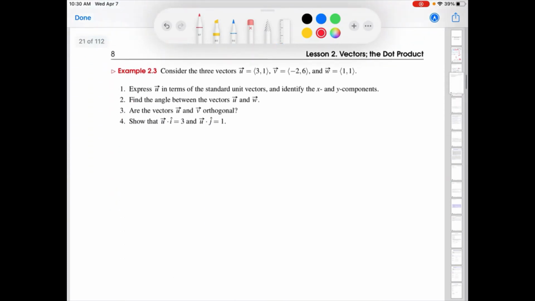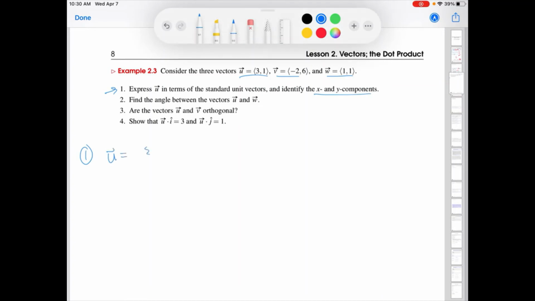So let's do an example to illustrate how to bring all this together. Consider these three vectors u, v, and w. First of all, we are going to express u in terms of the standard unit vectors and then identify the x and y components. So let's do that.